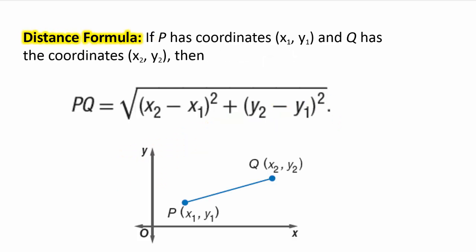Now the distance formula is defined as follows. If P has coordinates x1, y1, and Q has coordinates x2, y2, then the distance between P and Q is defined as the square root of x2 minus x1 squared plus y2 minus y1 squared.